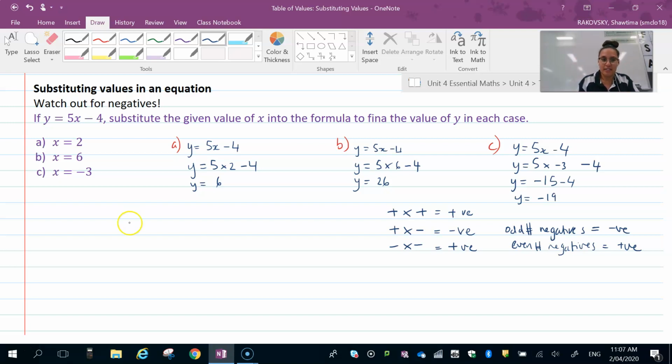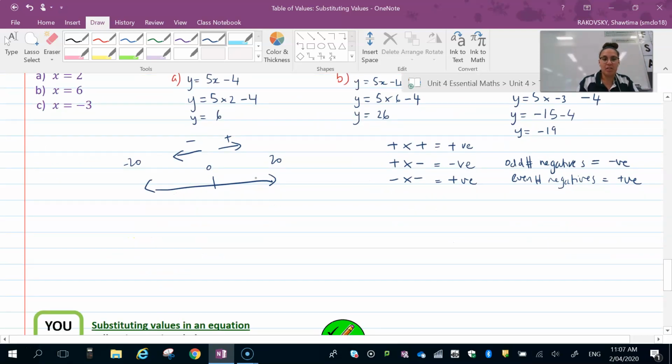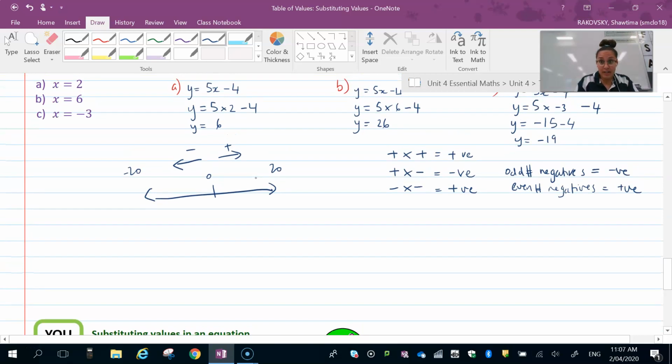Here we go, I'll draw a number line. Here's 0. Here are your negative numbers, say like negative 20 and positive 20. If we're subtracting, we're going in this direction. And if we're adding, we go in this direction. So that's what you need to remember. So that's why it's negative 15 minus 4, so that way, 1, 2, 3, 4, which would lead us to negative 19. If in doubt, use your calculator.